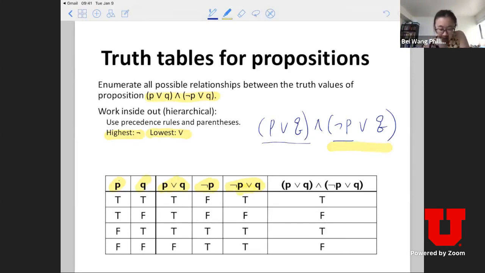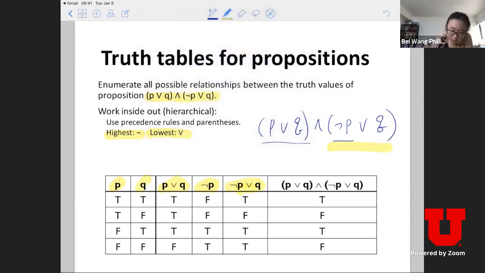Okay. So of course, how do we do this? Let's say we start with the first column and the second column, where we look at all possible combinations of values for P and Q. Since each variable has two possible values, I have a total of 4 different combinations. That is when both P and Q are true, when P is true and Q is false, when P is false and Q is true, or when both of them are false.